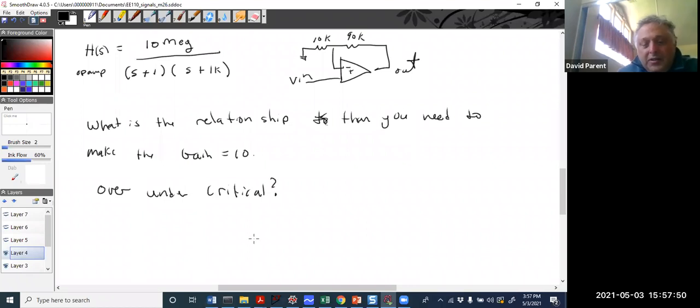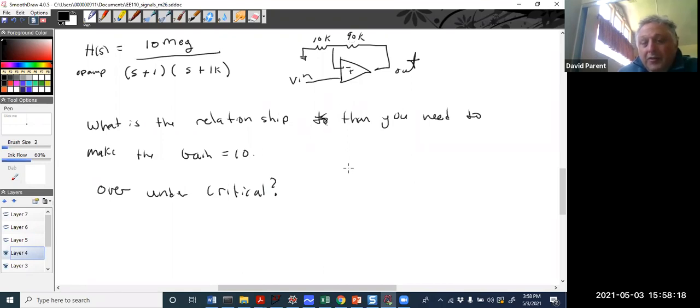Okay, so that's the question. We have 90, 10K. I'm leaving this part out. What's the mathematical relationship to make that gain equal to 10? We know it's a non-inverting op amp, and that 1 plus 90 divided by 10 is going to be 10.